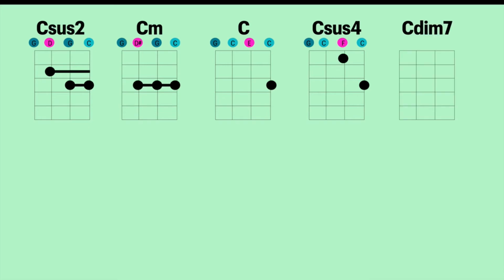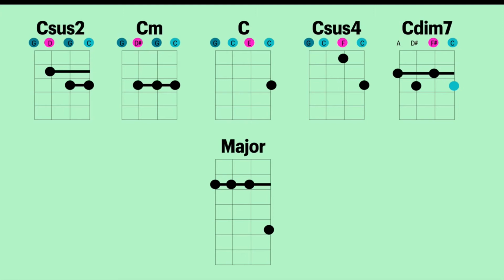For C diminished 7th, we find the root note C. Here it's on string number 1, so we'll fret both of the odd strings here and place a bar on the next fret down for the even strings. We get an A, a D sharp, an F sharp, and C, and the F sharp is our floating note.